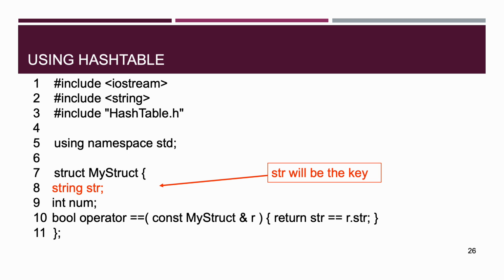So it demonstrates how to use the hash table class with specific hash functions and table sizes. We'll just go through this code. So first we have the header file hashtable.h. Then we have structure, my structure. Inside we have a string that will be the key for us. Then we have an integer number, and then a bool operator, the assignment operator.